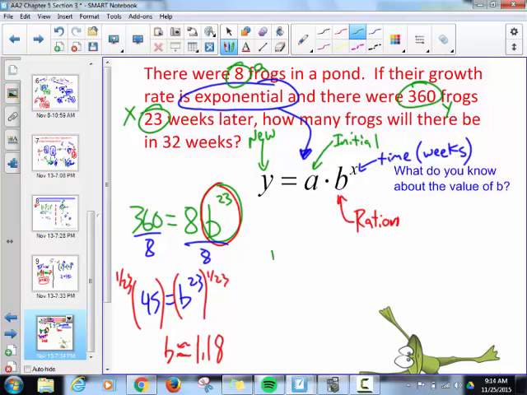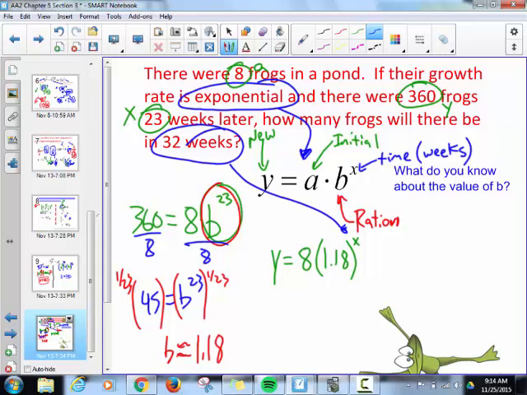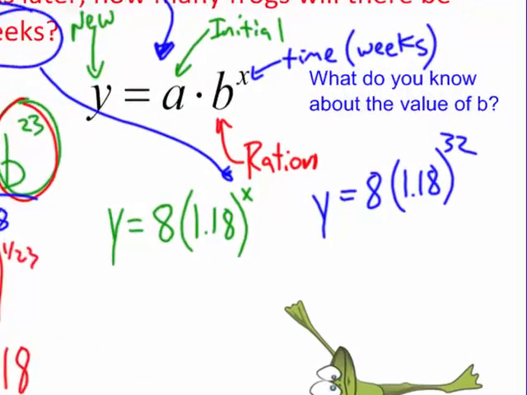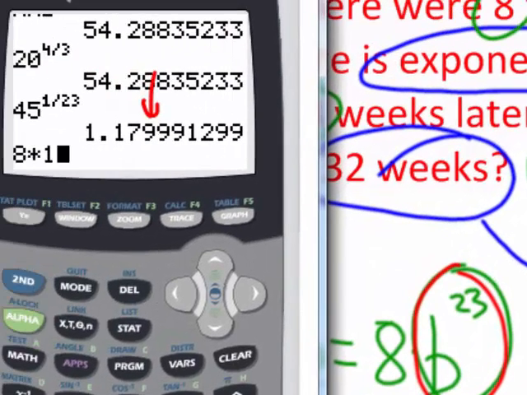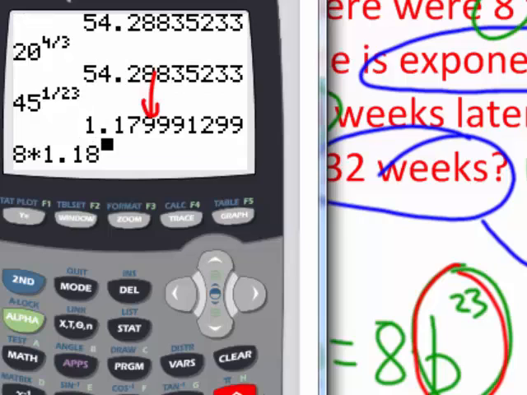And now let's rewrite our equation. So our equation would be y equals our initial, which is 8, times our common ratio, which is 1.18, to the x power. And now it's asking, how many frogs will there be in 32 weeks? So I'm going to plug that 32 in for x for my time. So y is going to equal 8 times 1.18 to the 32 power. And just remember, we can never multiply before exponents. Exponents always come first. Otherwise, just type it in all at once, and then you won't have to worry about it. So that's what I'll do. I'm going to go 8 times 1.18 to the 32 power.